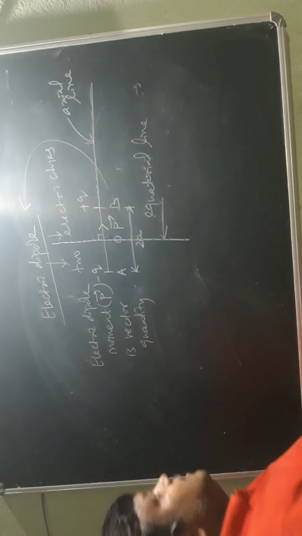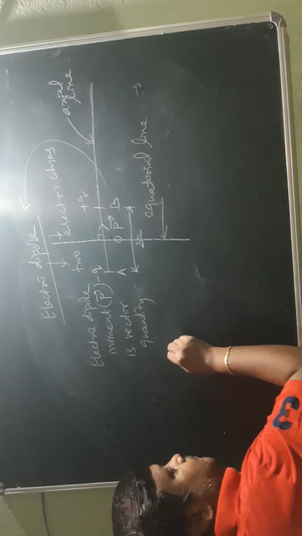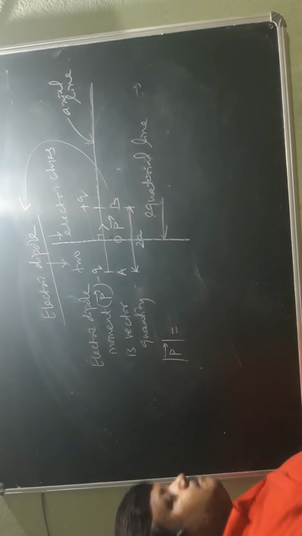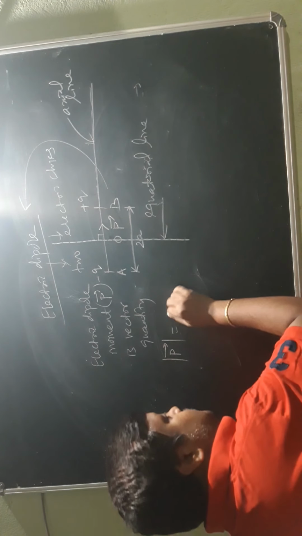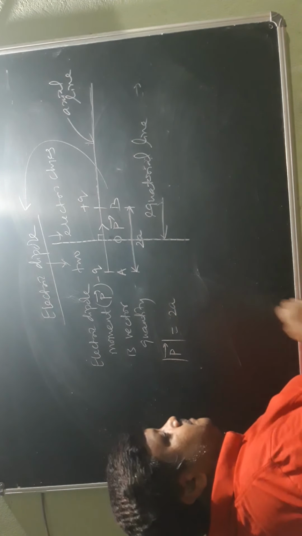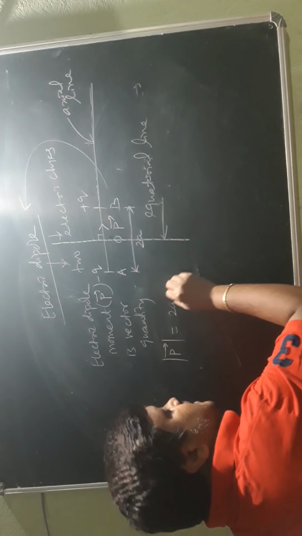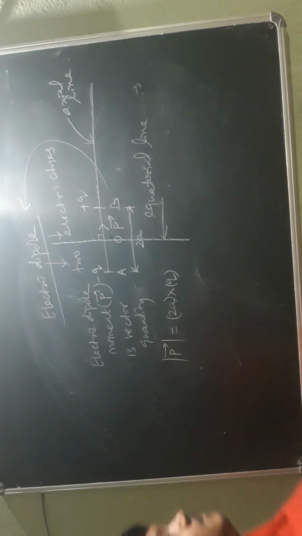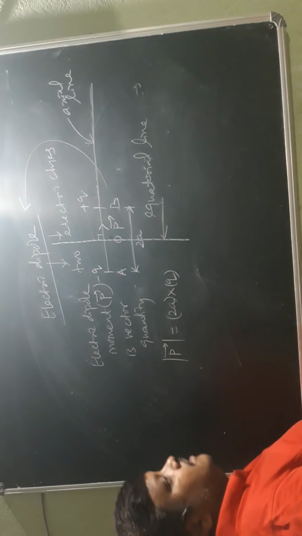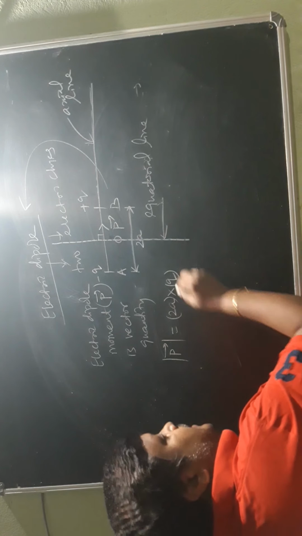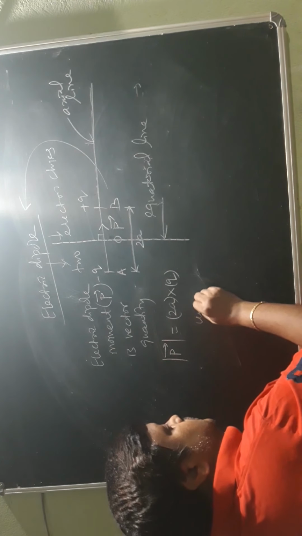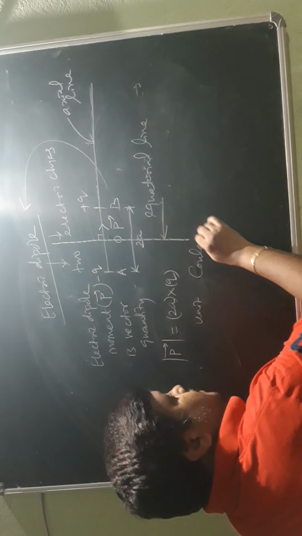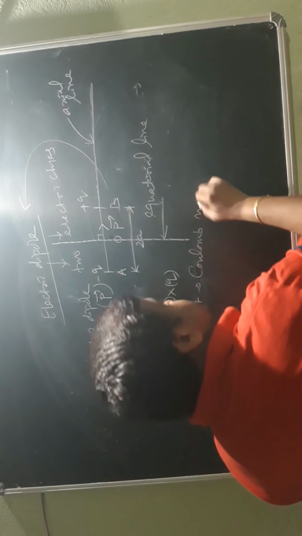Now how can we define the electric dipole moment? The electric dipole moment is a vector quantity whose magnitude is the product of the distance between the two charges and the magnitude of each charge. Clear? As I said, it is 2aq, so the unit is q, coulomb, and 2a is meter.